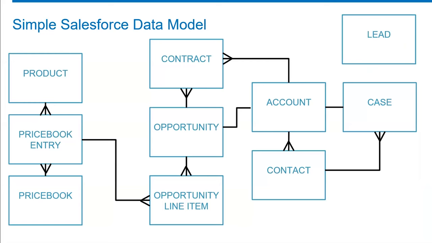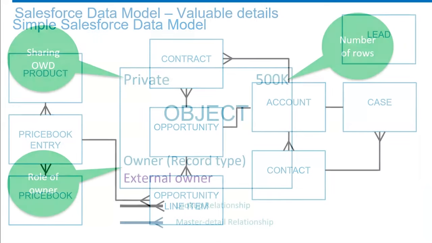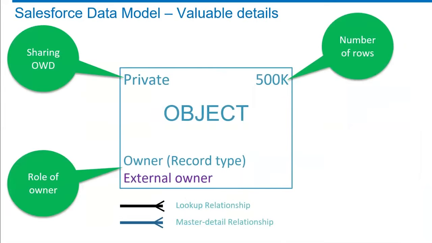And I've probably talked through all of my pictures now. So, okay, data model. What can we do to make data model better? We can put more stuff on it. And this is the same sort of stuff that we noted when we were extracting the requirements. So what do we think the org-wide defaults might be? Is this a private object? Is this a public object? Always good to get a steer on that.